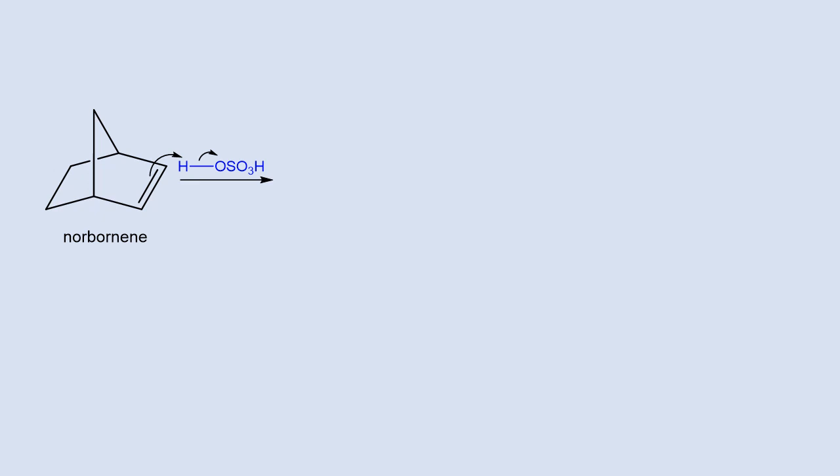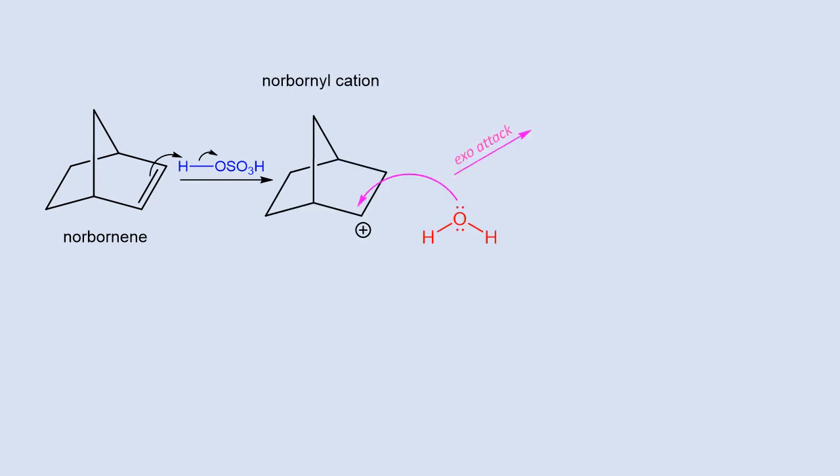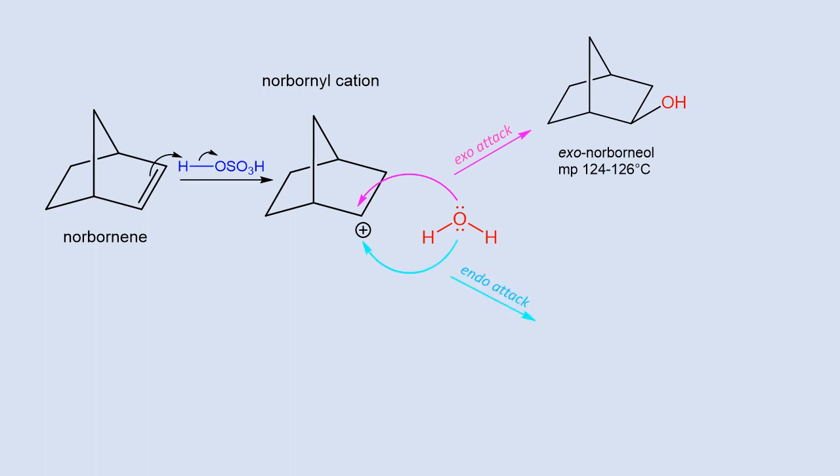Looking at our specific alkene substrate, the acid we're going to use is sulfuric acid. So here's the proton transfer that takes place first to yield the norbornyl cation. And then this can be attacked in two different ways by the water, either via what we call an exo attack, as shown here, or an endo attack, as shown in the teal color.